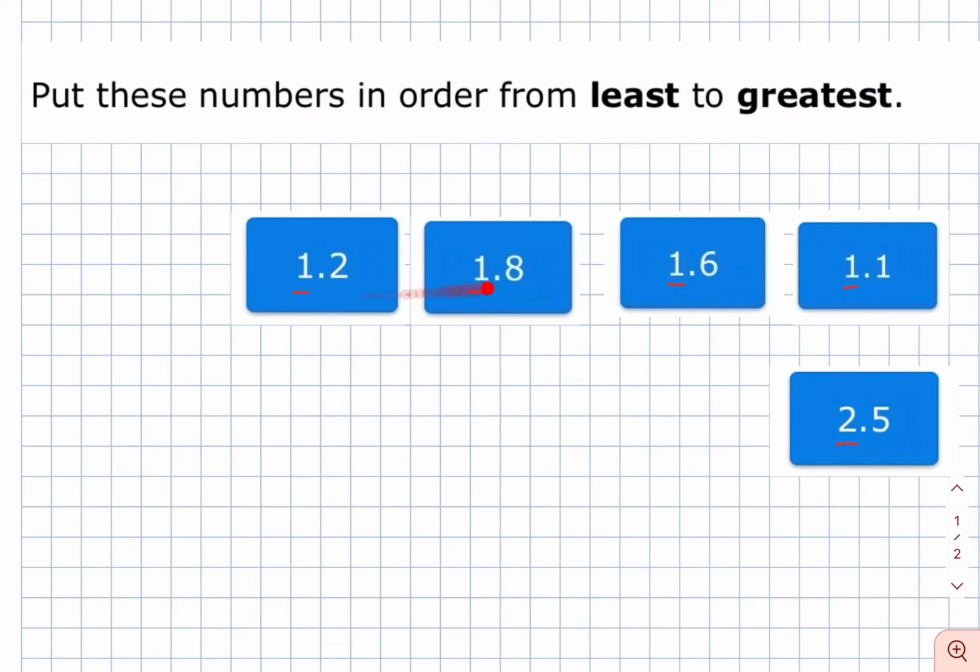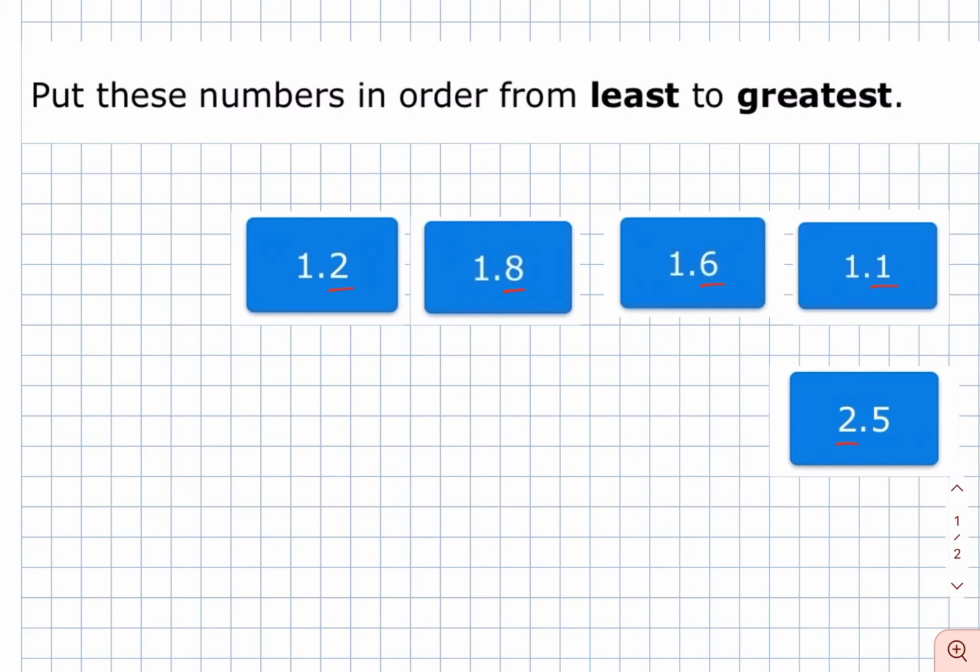Now I'm going to look at the rest of these numbers. Since they all start with a 1 in the units place, I need to then move over to the next place value. So moving over to the next place value, we have a 2, an 8, a 6, and a 1 in the tenths place. So which of these is the smallest number?